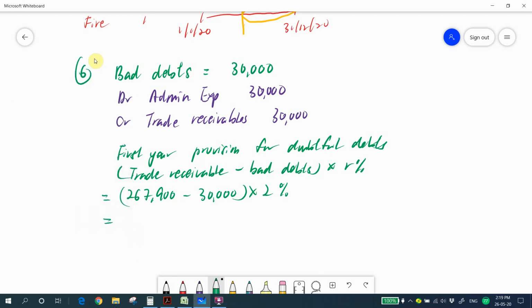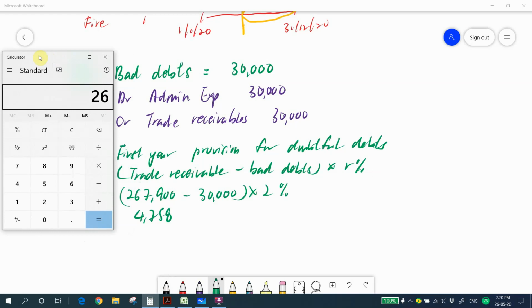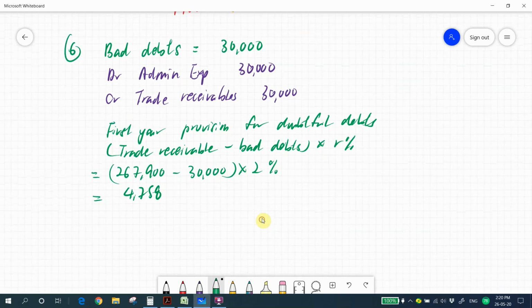$4,758. So 4,758 will be the provision for doubtful debts during the year. Let's check again the answer. Yes, our answer is correct. 4,758. So double entry.